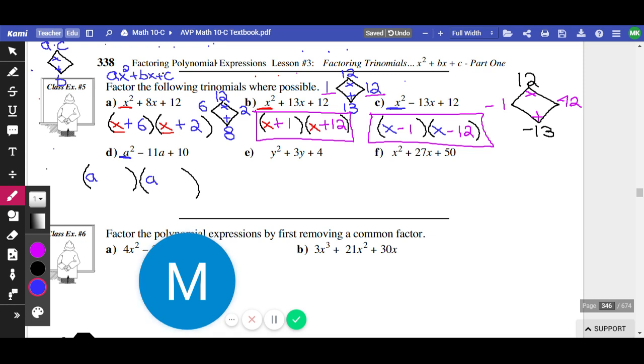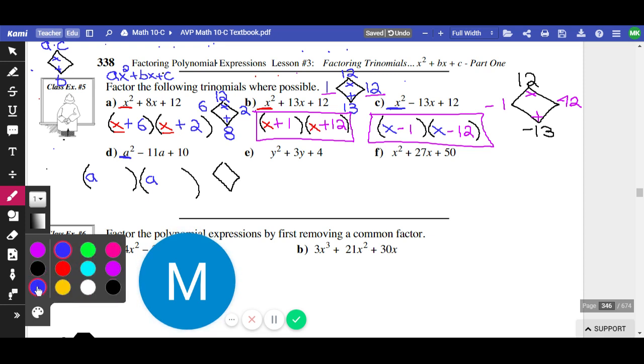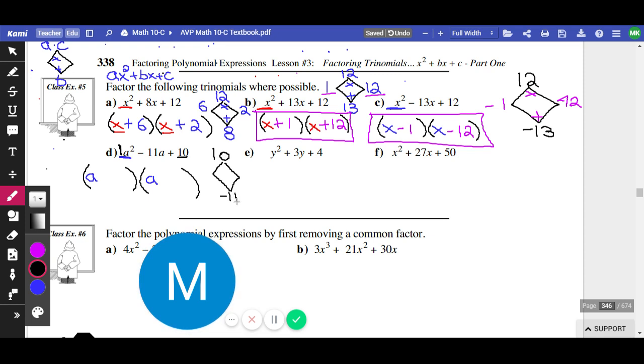To get the second terms, that's why diamond method exists. The top of your diamond is your A value times your C value. Your A value is this guy right here, an invisible 1. Your C value is 10. 10 times 1 is 10. The bottom of your diamond is your B value, which is your middle one, which is negative 11.